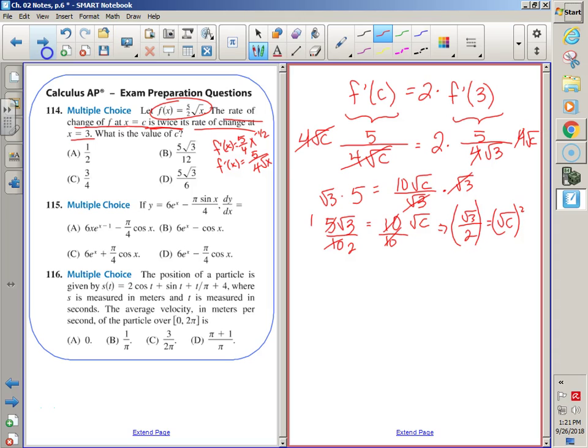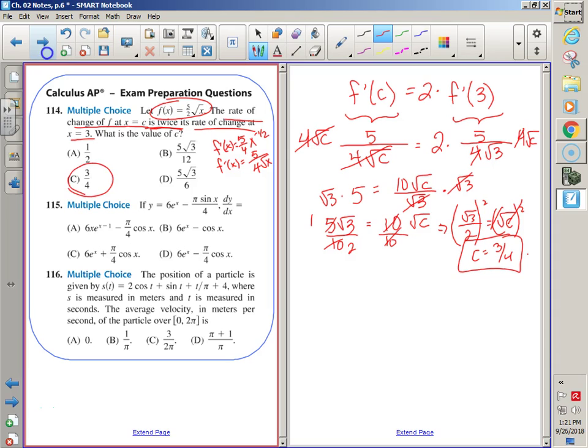Eventually, John's right, we do have to undo that square root with a squared. And we end up with C equals 3. Please be there, please be there, and please not have none of these.